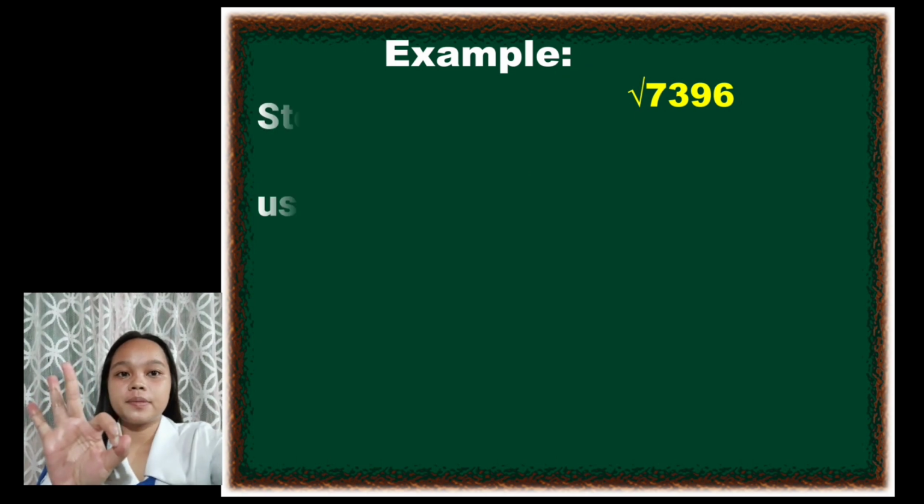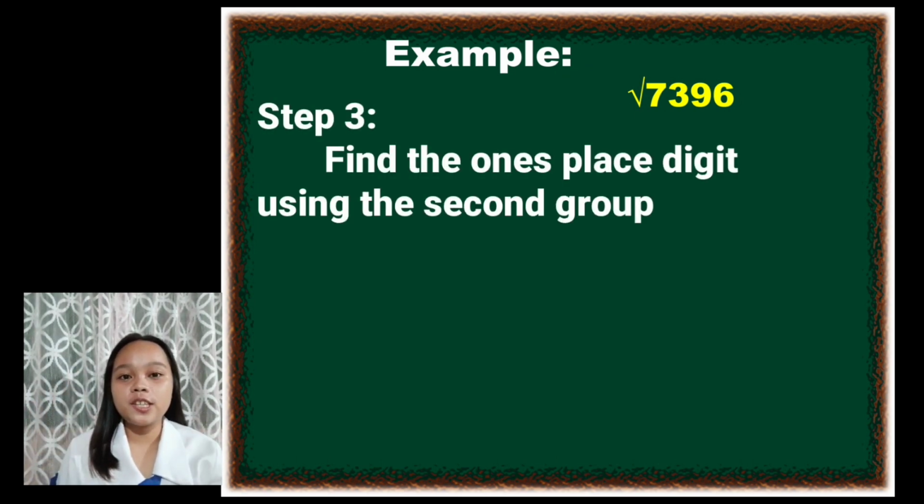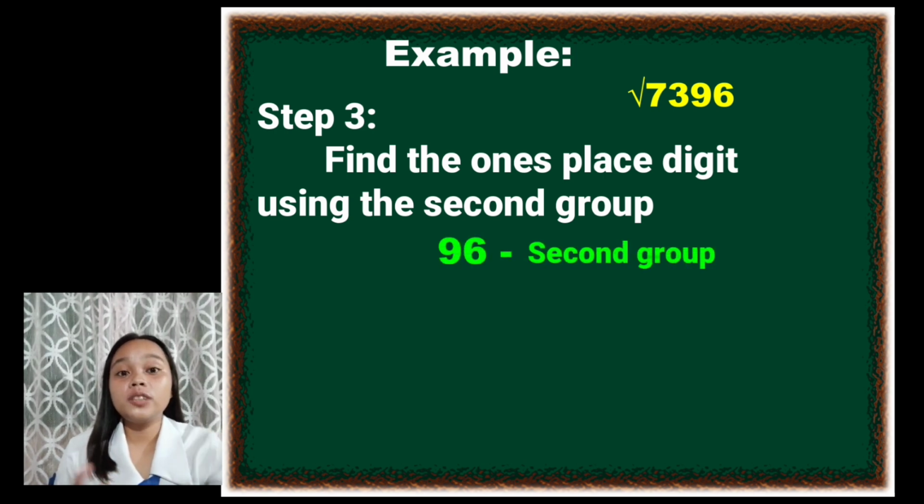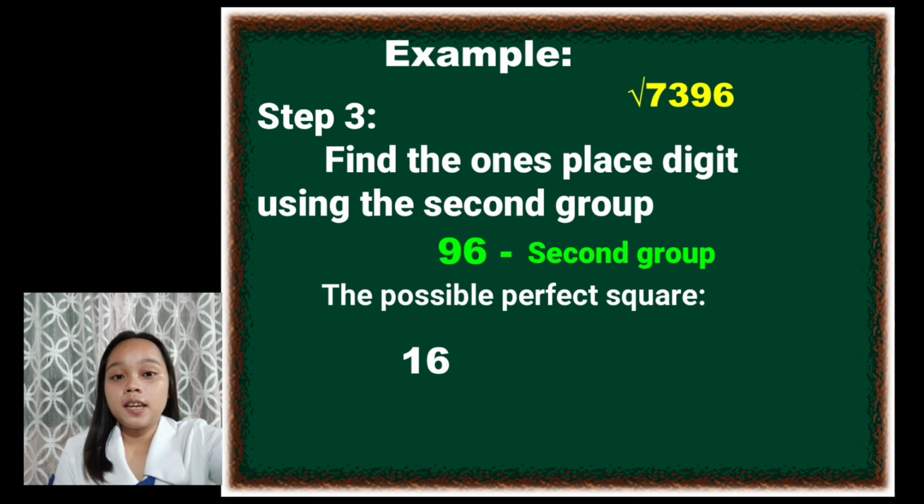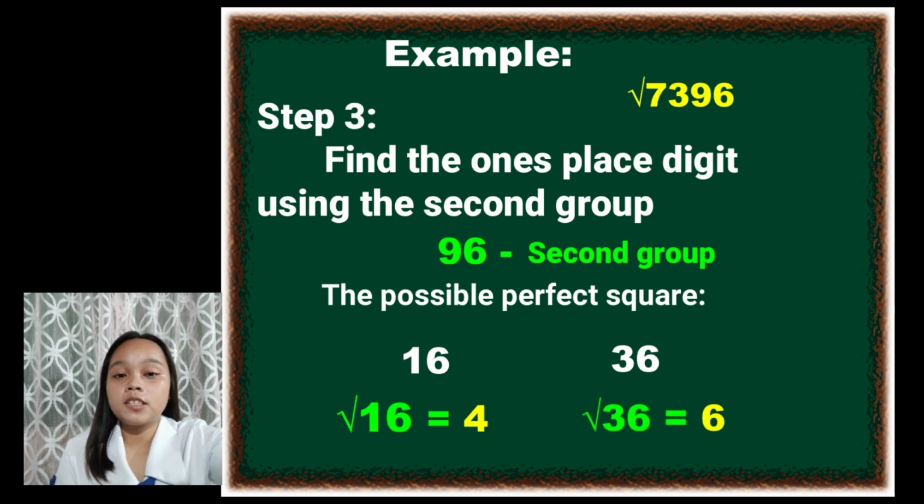Step 3. Find the ones place digit using our second group. Since 96 is our second group, notice that the last digit of our second group is 6. We will find the possible perfect squares from our basic perfect squares that end with 6. So the possible perfect squares are 16 and 36. So let's find the square root of 16 and 36. The square root of 16 is equal to 4 and the square root of 36 is equal to 6. So the possible ones place digit would be 4 or 6.